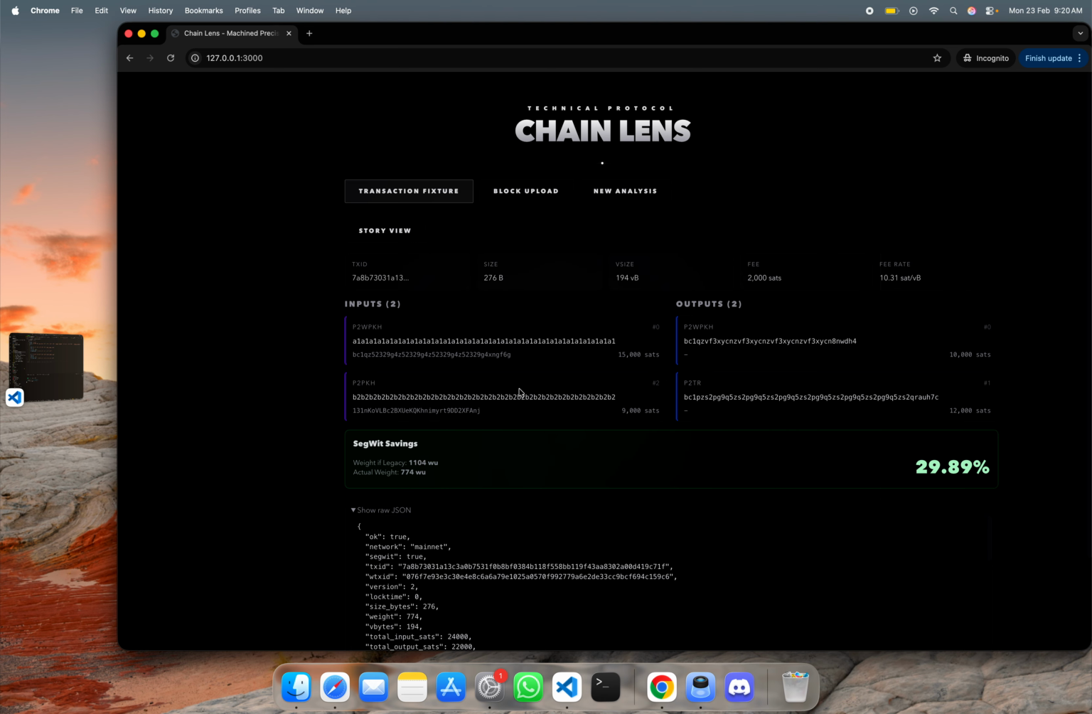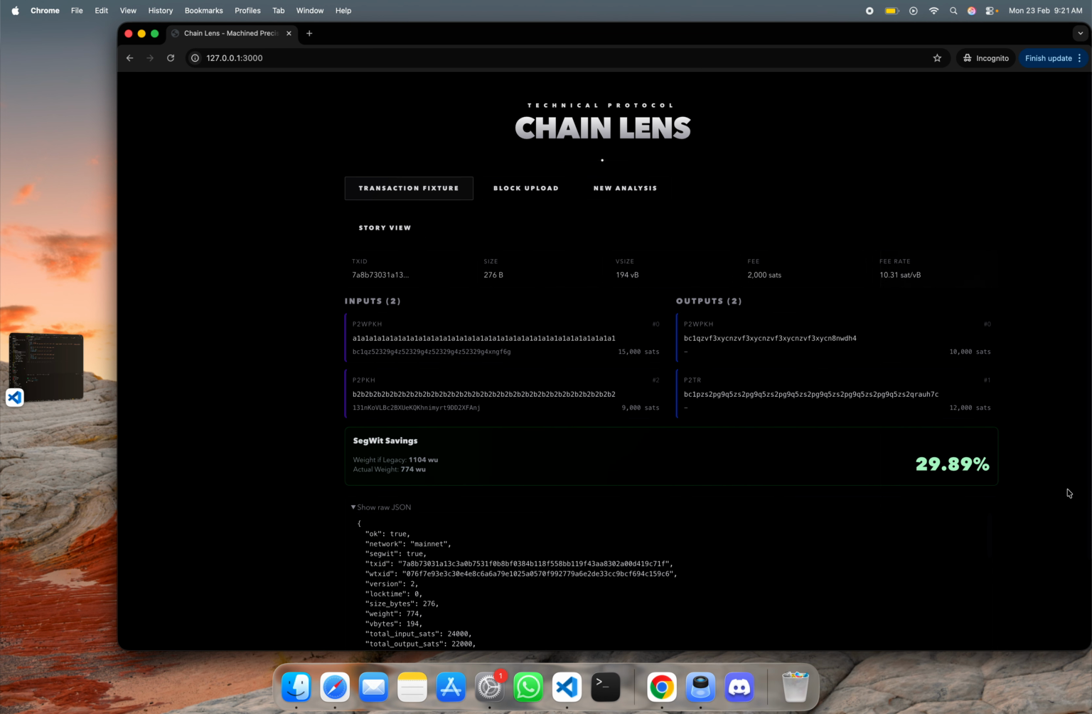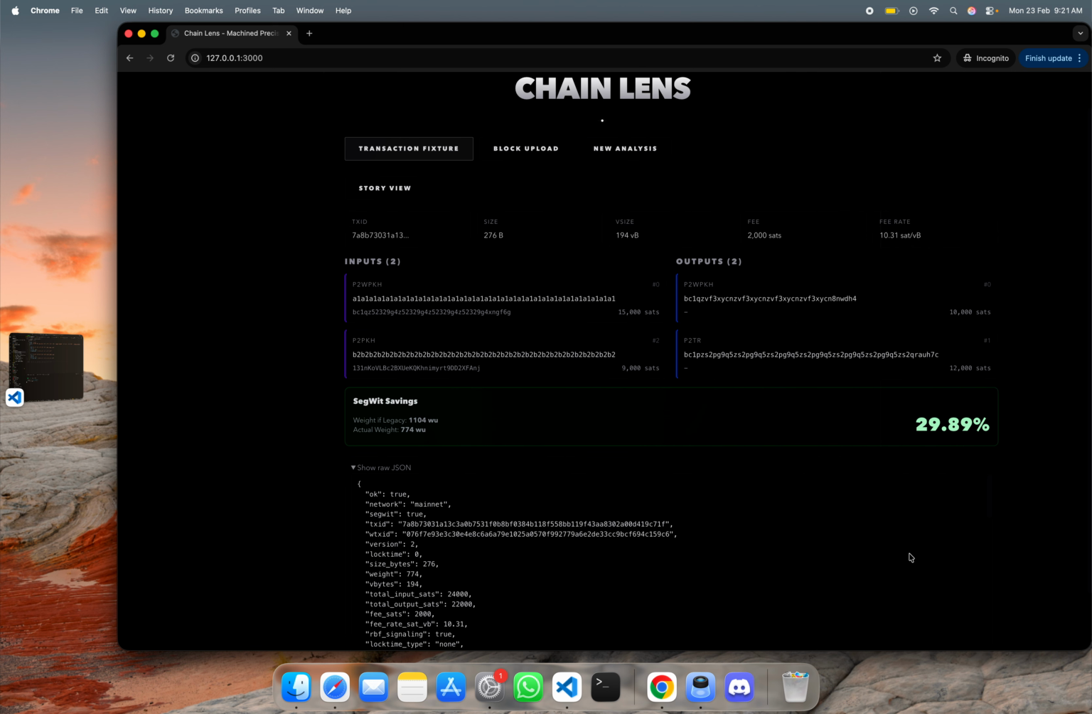And the outputs here show 10,000 sat and 12,000 sat. So the total output is 22,000 sat. The previous input total is 24,000. So 24,000 minus 22,000 equals 2000 sat fee. That is the fee calculation. Conversion from sat to BTC, digit by digit, you also know.